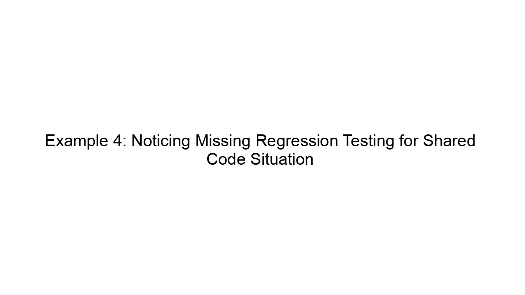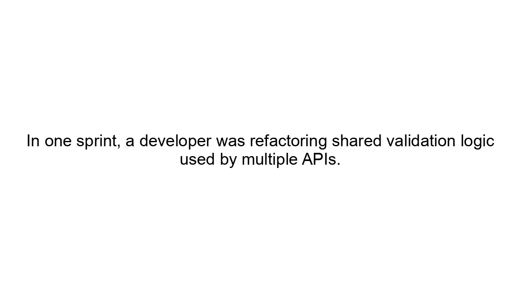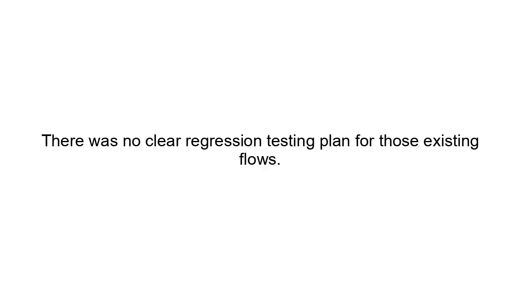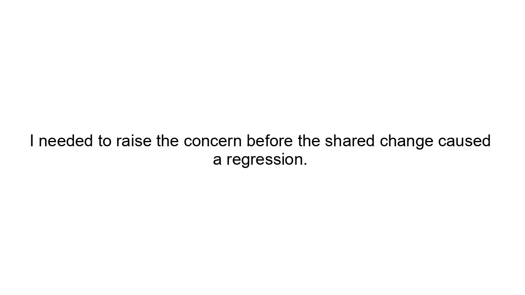Example 4. Noticing missing regression testing for shared code. Situation: In one sprint, a developer was refactoring shared validation logic used by multiple APIs. The new feature tests were passing, but while reviewing the pull request, I noticed that the shared validator was also used by older APIs. There was no clear regression testing plan for those existing flows. Task: I needed to raise the concern before the shared change caused a regression.